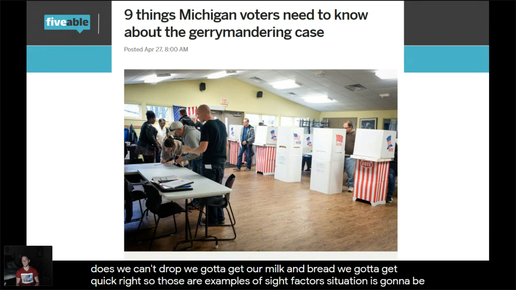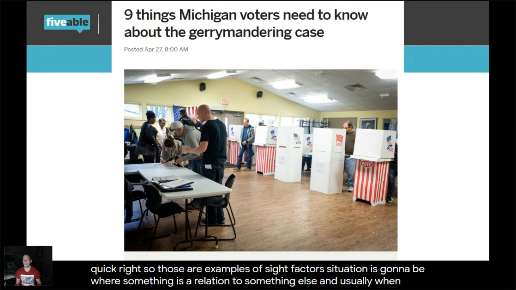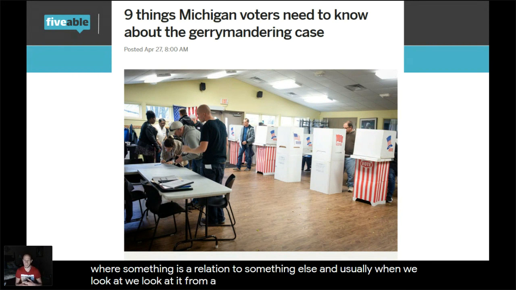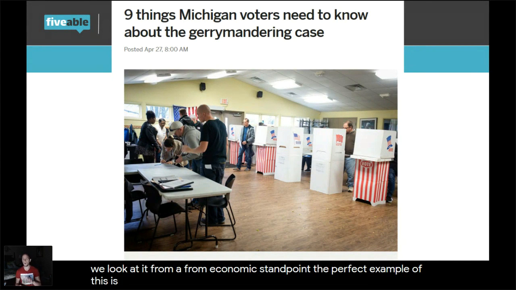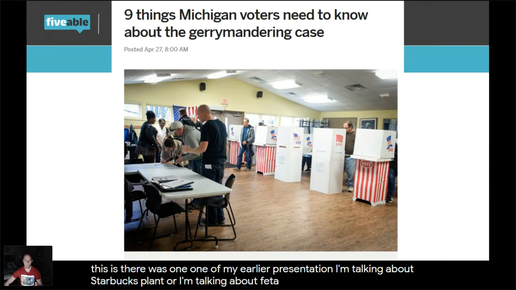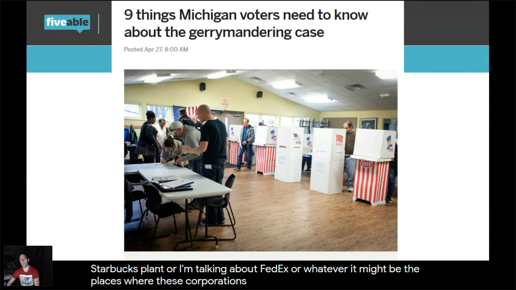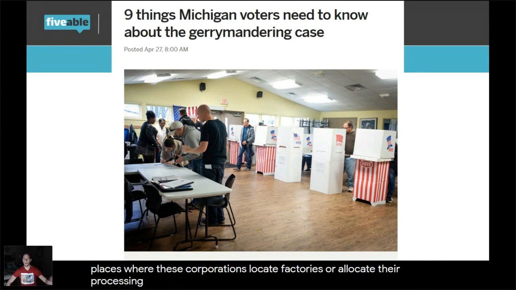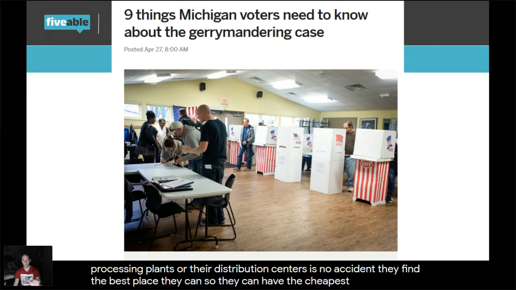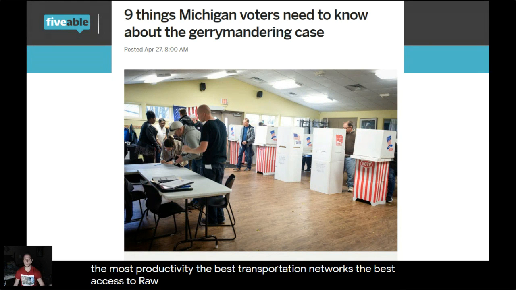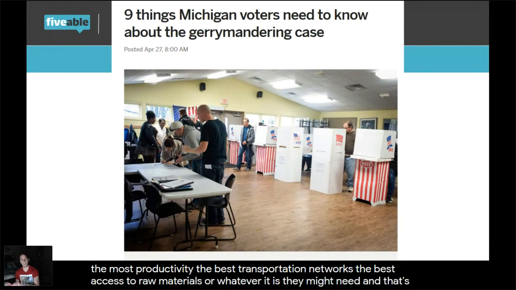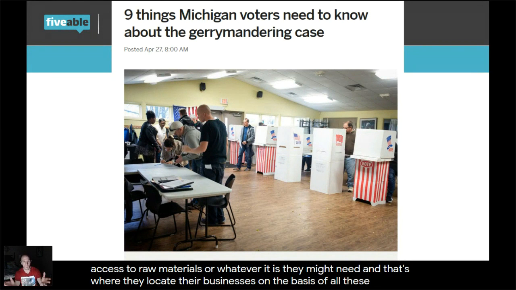Situation is where something is in relation to something else, and usually we look at it from either a geopolitical or an economic standpoint. A perfect example is from one of my earlier presentations, where I talked about a Starbucks plant or FedEx. The places where corporations locate factories, processing plants or distribution centers are no accident. They find the best place so they can have the cheapest labor, the most productivity, the best transportation networks, and the best access to raw materials. They locate their businesses on the basis of all these situation factors.